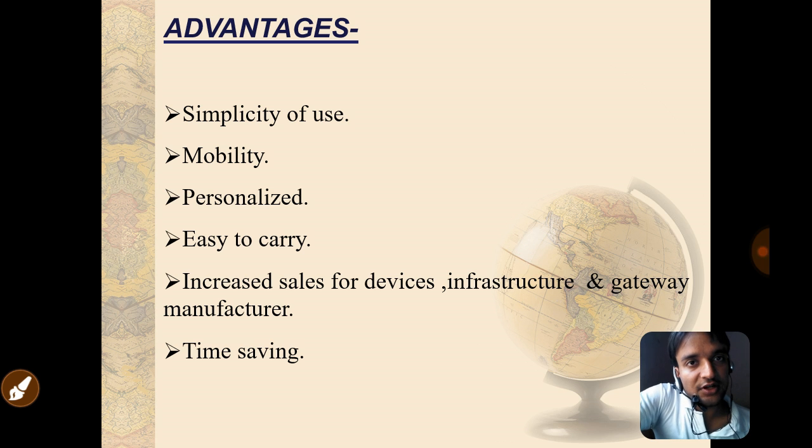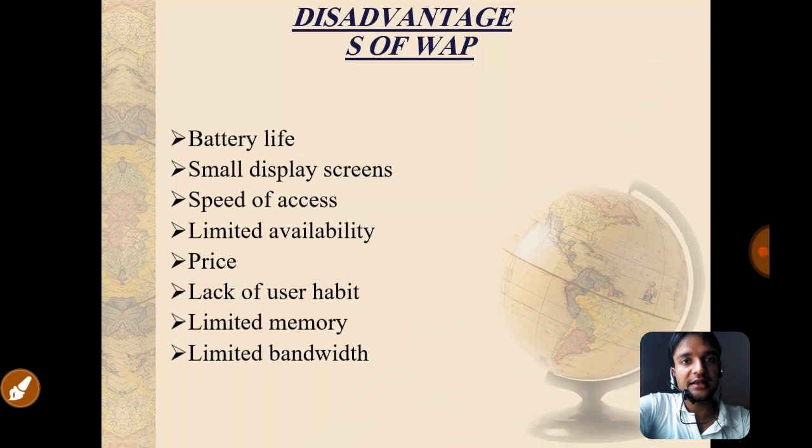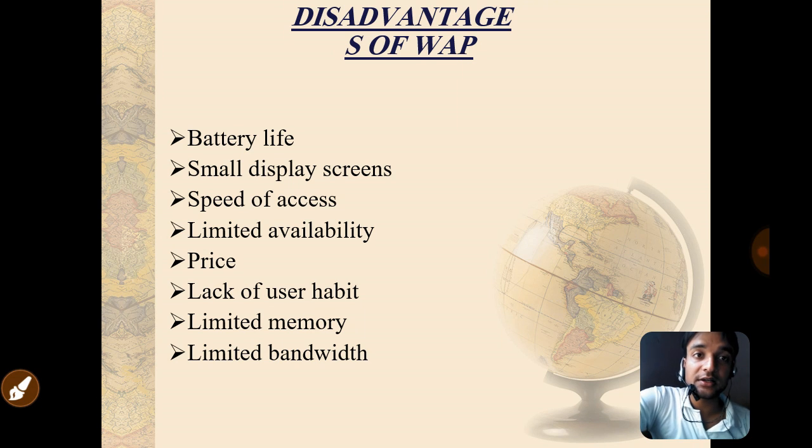Simplicity of use, mobility, personalization, easy to carry, increased sales for devices, time saving. So these are the advantages of using WAP architecture. And what are the disadvantages of WAP? Battery life, small display screen, speed of access, limited availability, price, lack of user habit, limited memory, limited bandwidth. So these are the disadvantages of using WAP.